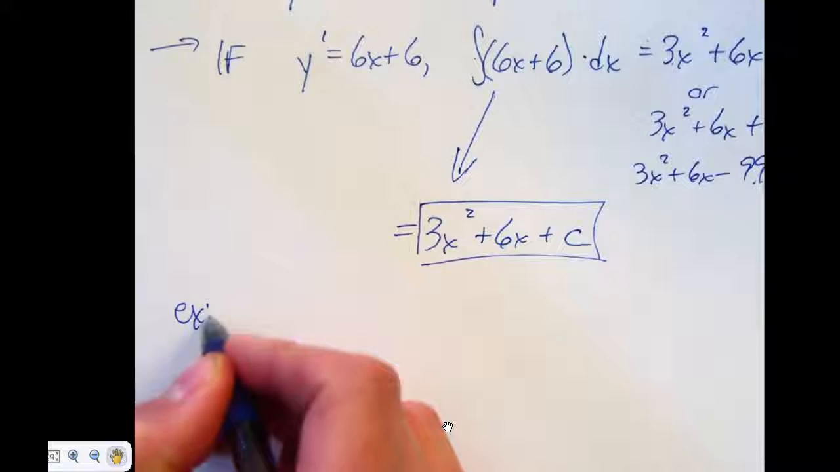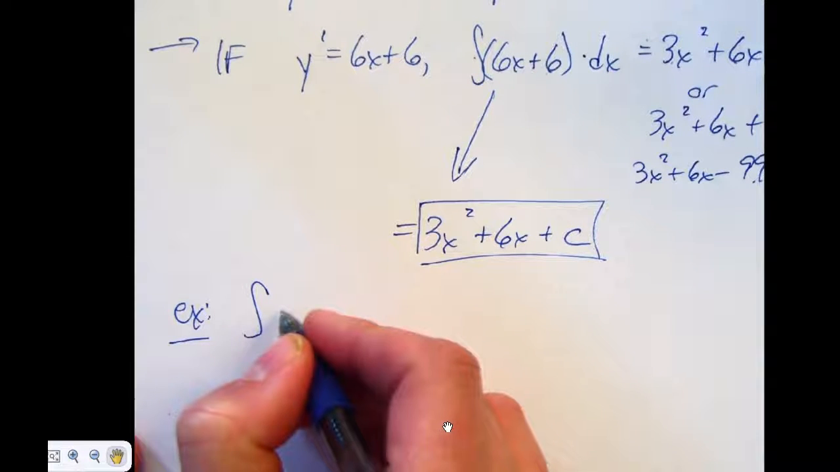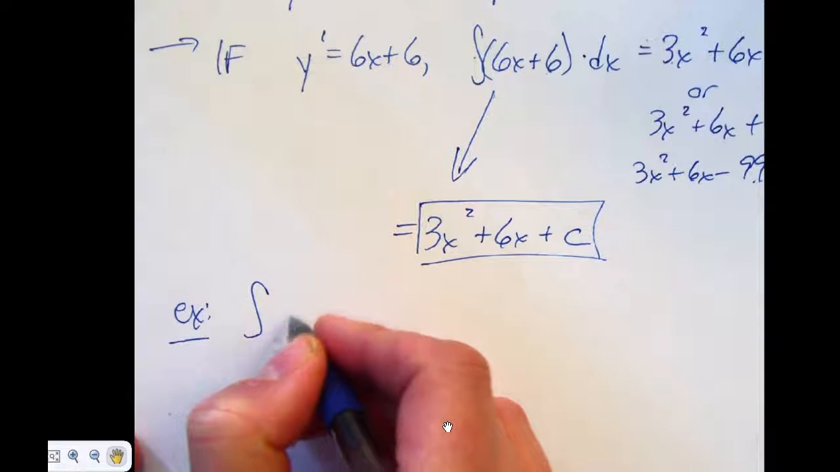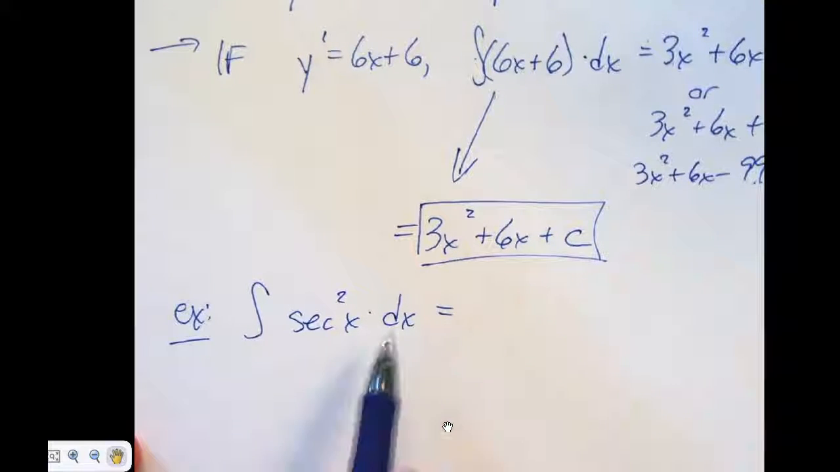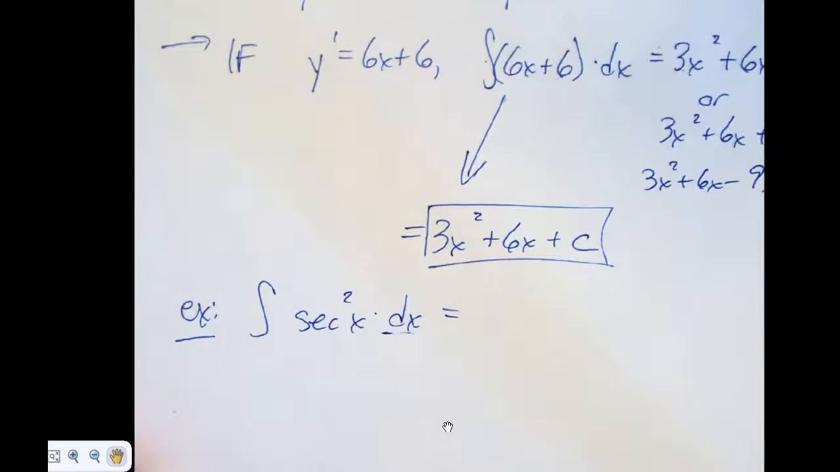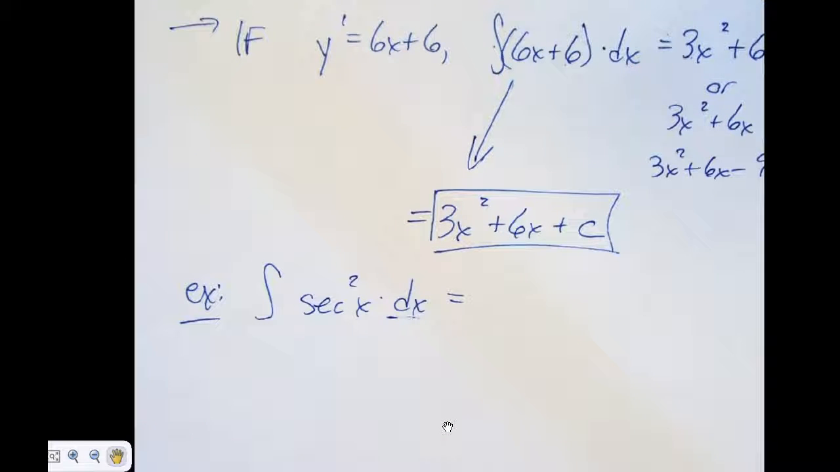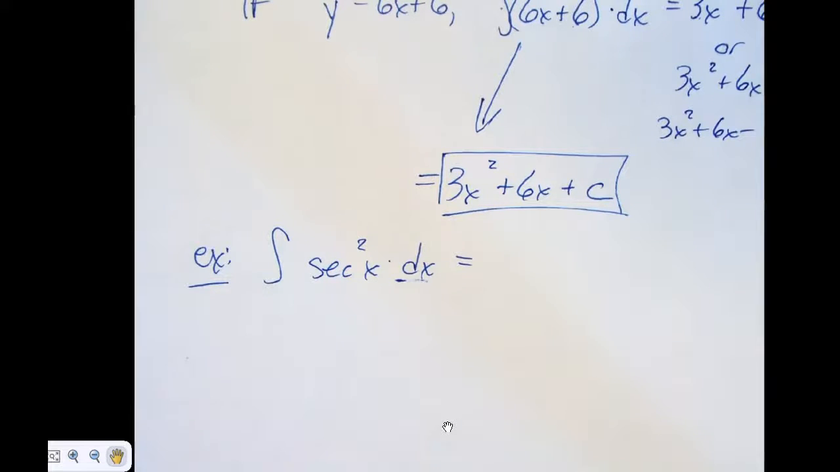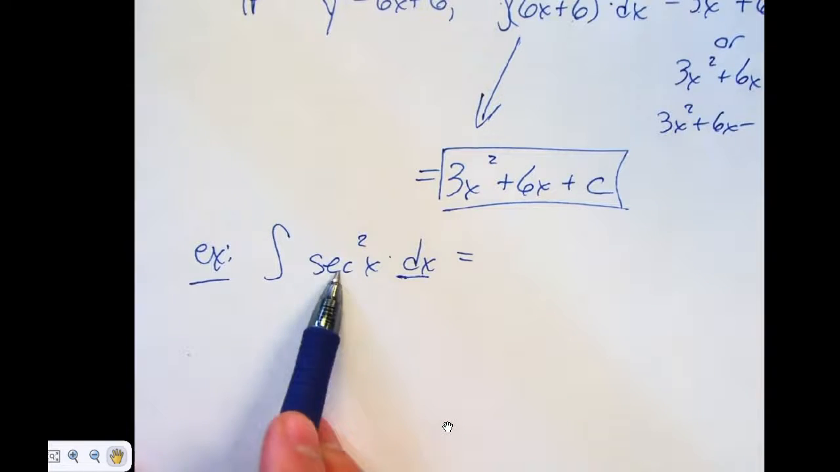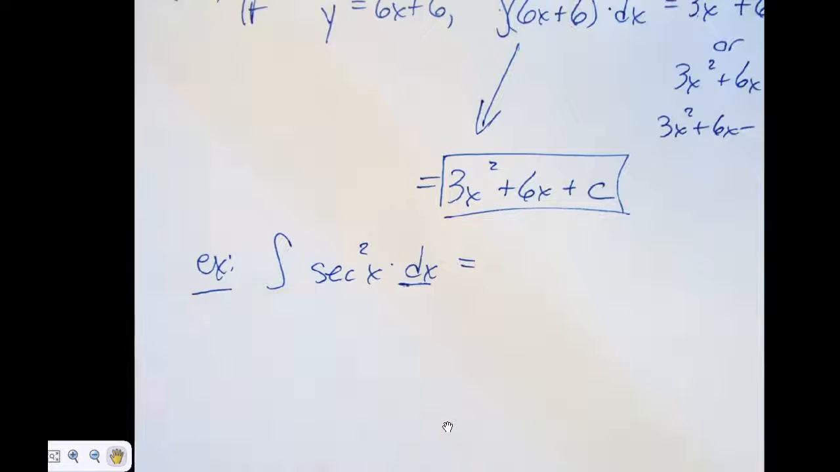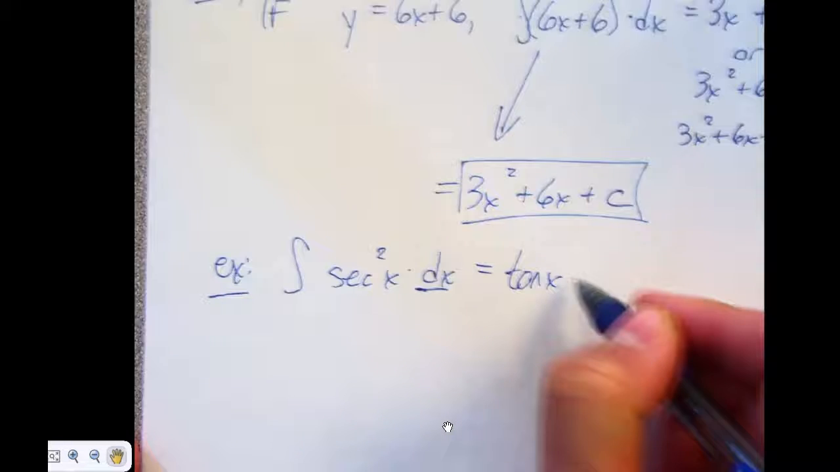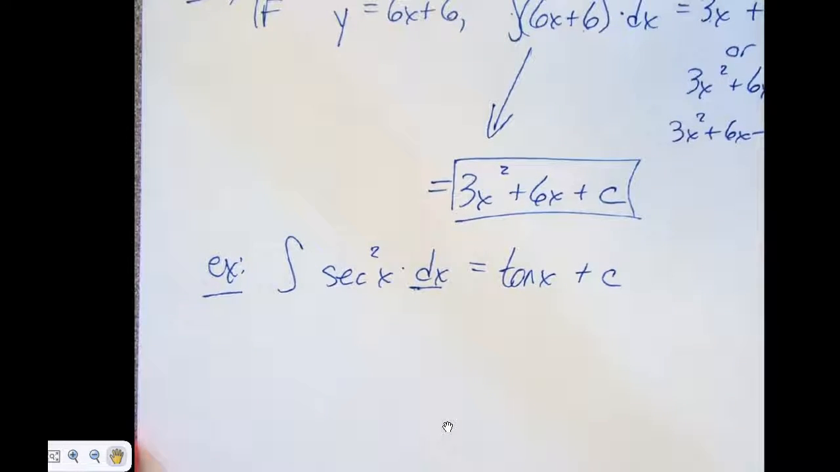So let's say I have the integral of secant squared of x times dx. And you'll find out what the dx means eventually. Right now, just look at it as, that's just where it goes. We'll get into it, but it's not really what I want to get into right now. So this is me saying to you, what did I take the derivative of to get secant squared? Tell me tan of x plus c.